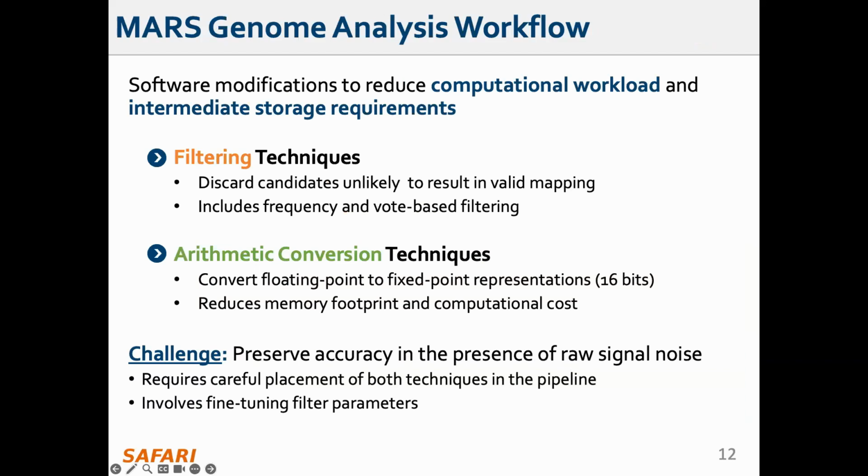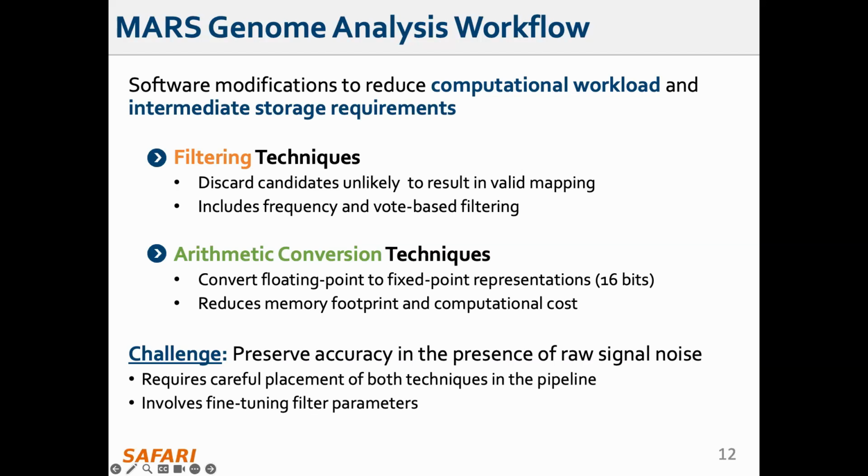We start by optimizing the RSGA software pipeline in two key ways to reduce the intermediate storage requirements, but also the computational load. The first thing we do is discard candidate matches between the raw signal input and the reference genome very early in the pipeline by using different filtering techniques, frequency and mode-based filtering. And the second thing we do is an arithmetic conversion from floating point to fixed point representations to reduce memory footprint and also computational costs.